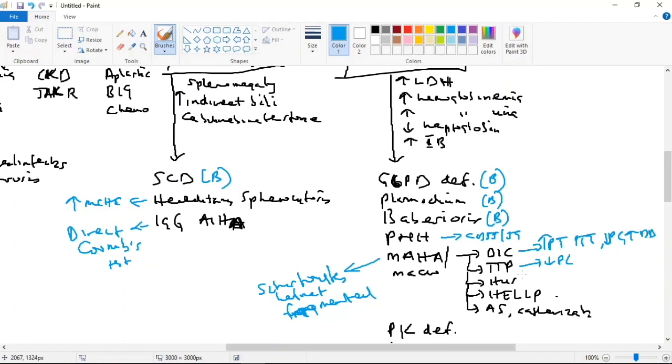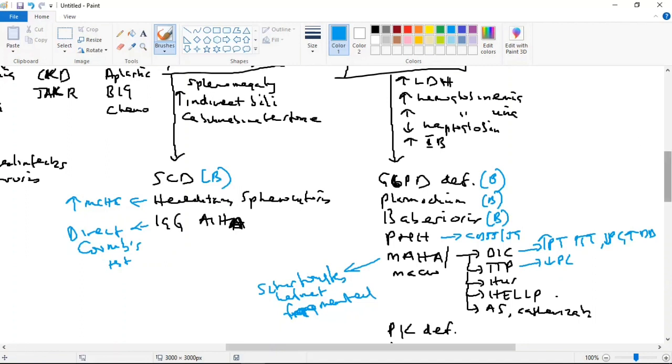HUS looks like TTP, right? Basically, presentation-wise, everything-wise, except now being a kid with recent enterohemorrhagic E. coli infection. So a kid suddenly had bloody diarrhea from enterohemorrhagic E. coli and now presents with the same features as TTP, we're dealing with HUS. It is due to Shiga-like toxin, right? Damaging the blood vessel, leading to platelet formation as well as red blood cell destruction. HELLP is actually with preeclampsia. So a pregnant woman, pressure is super high, there's protein in the urine. They also have elevated liver enzymes, low platelets, right? Hemolytic anemia. We're dealing with HELLP syndrome, severe preeclampsia.